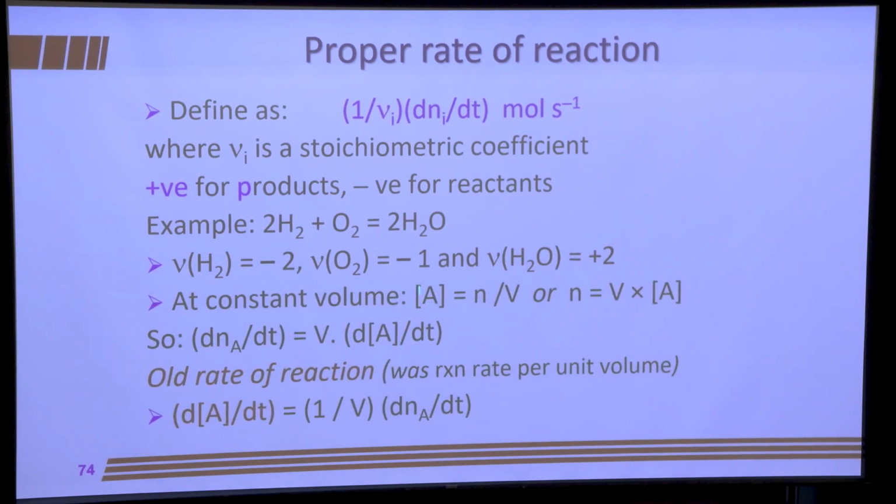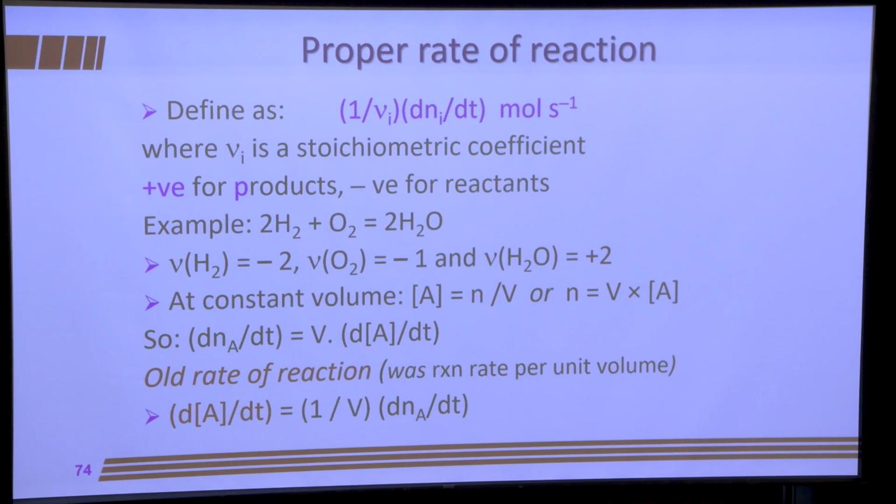And so at constant volume, as I alluded to before, the concentration of A is equal to the number of moles per unit volume, or the number of moles is equal to volume times the concentration of A. Because we were assuming unit volume, we could interchange moles and concentration, okay? But you shouldn't really do that. The proper definition is moles, not concentration, when you come to kinetics.